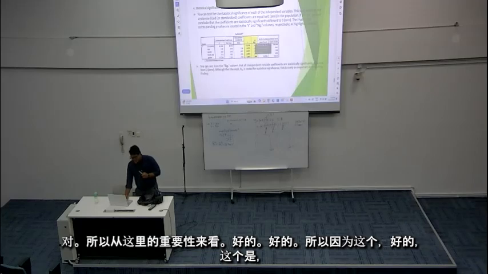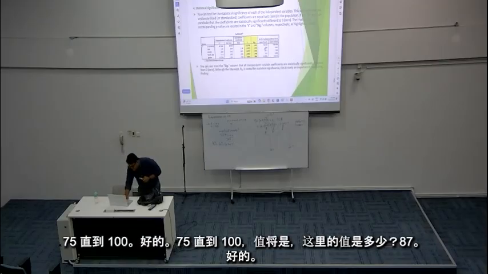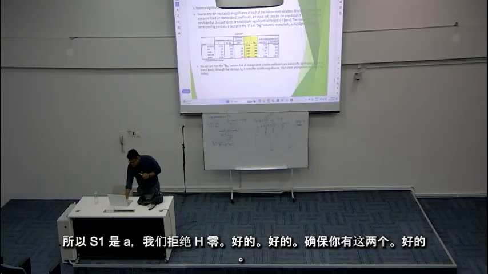We also have the 95% confidence interval, so that one is 75 until 100, and the value will be, what is the value here? 87. So that one is, we reject the H null, okay?